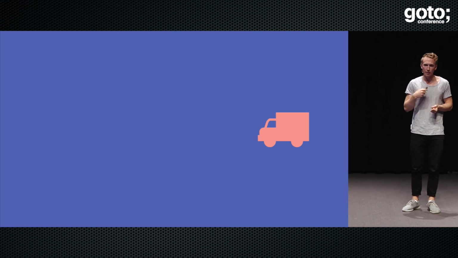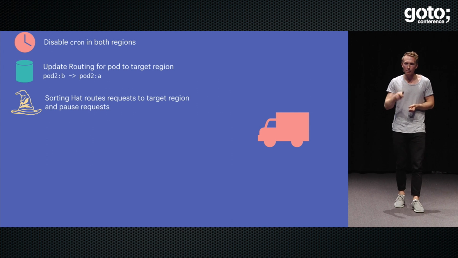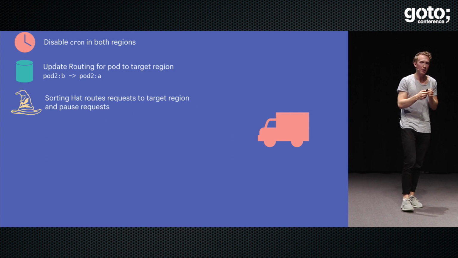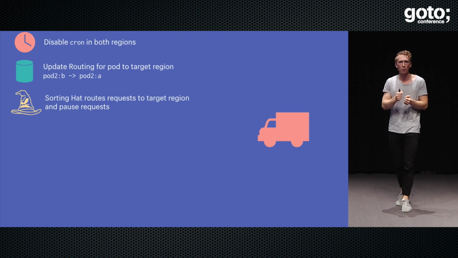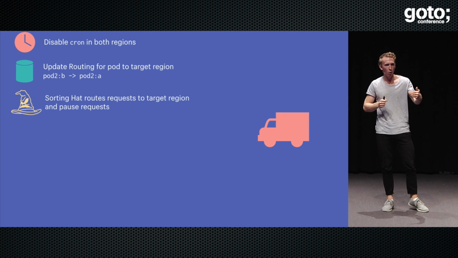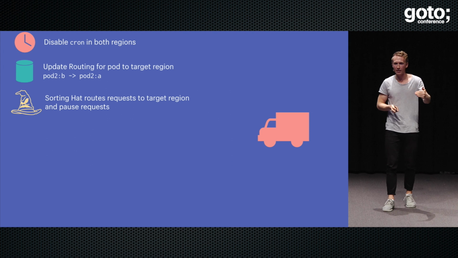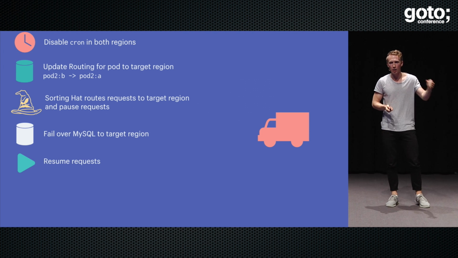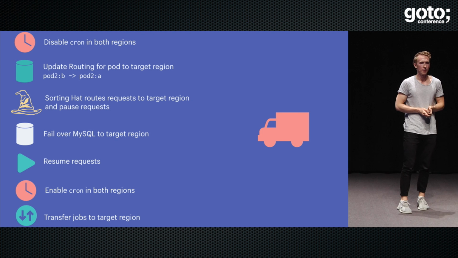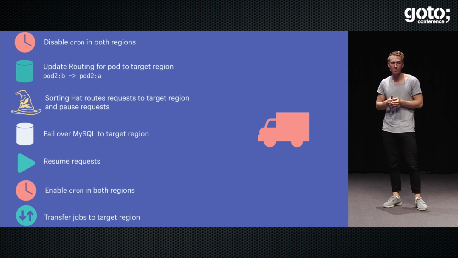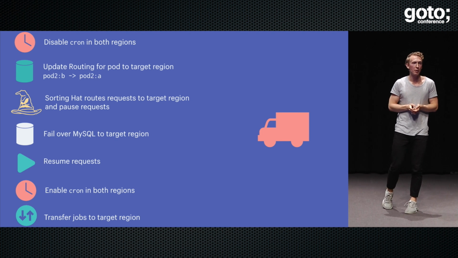So this changes the pod mover flow a little bit. All this stuff is the same, but Sorting Hat, when it routes requests to the target region, inspects the request and makes a good judgment on whether or not this is a request that will perform a write. If it will, it holds the request back at the load balancing tier. Then it will fail over the MySQL region, resume the request, enable cron, and then transfer the jobs. Really, really simple, and this has gotten us down to very, very few errors doing failovers.